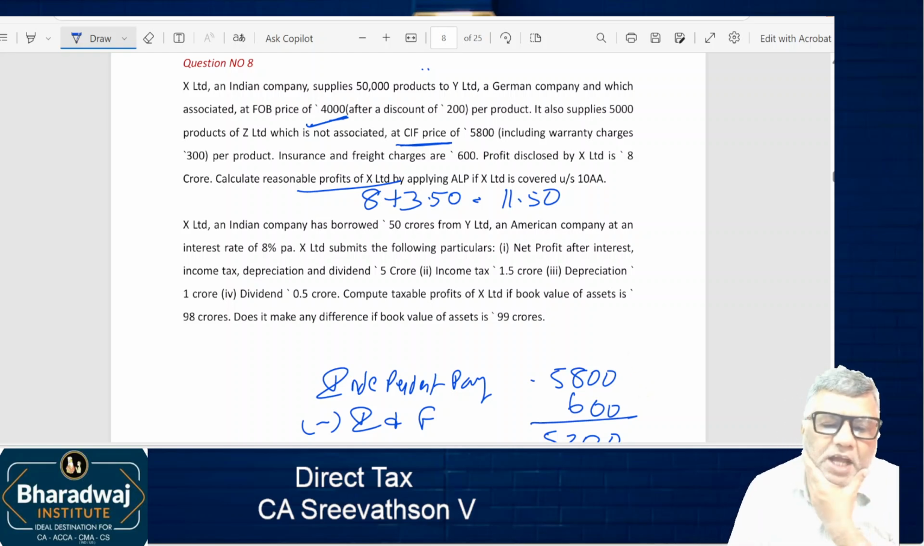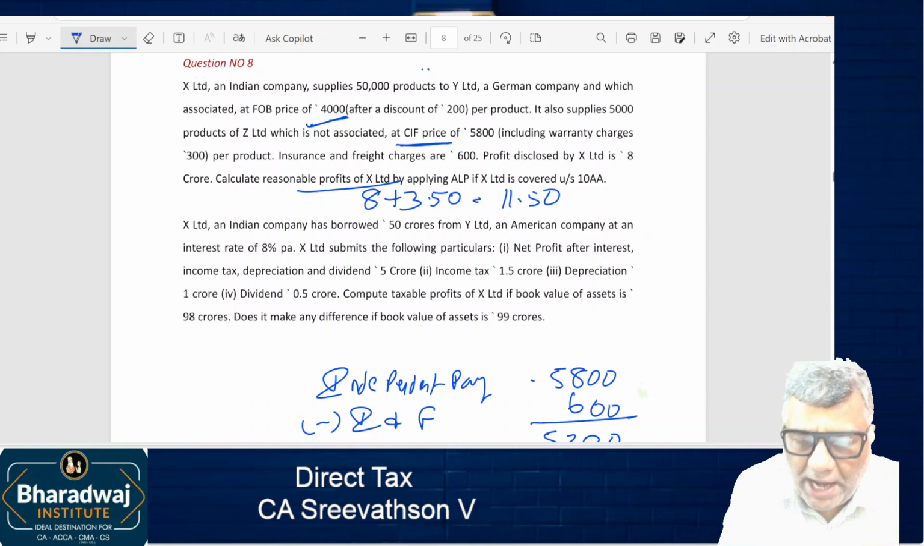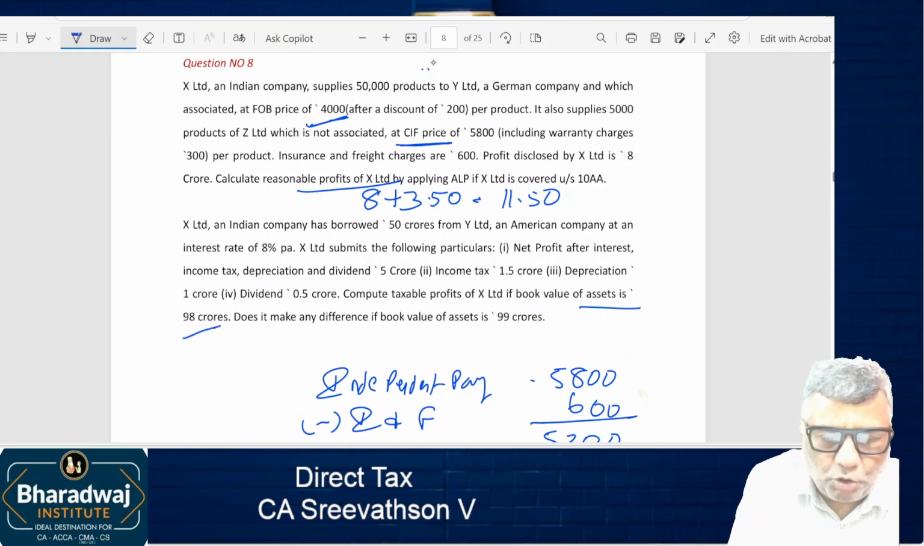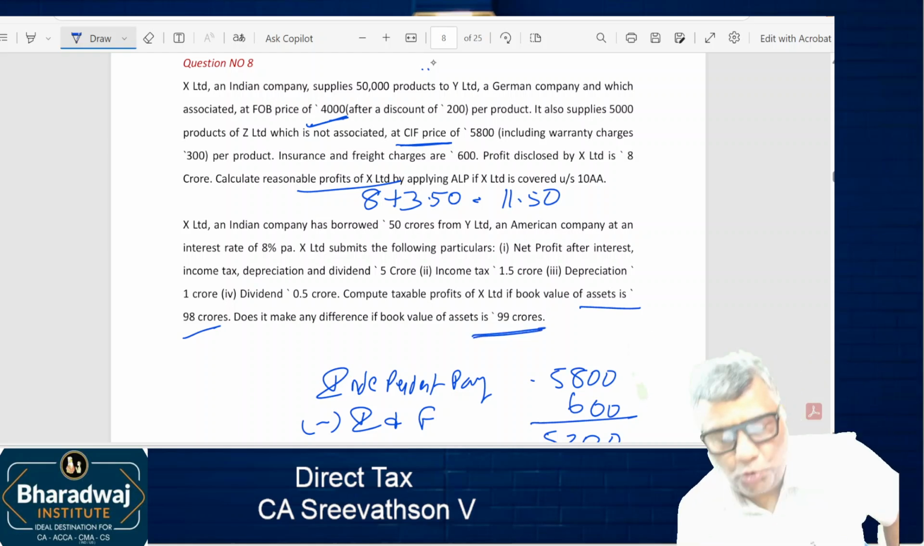X Limited, an Indian company, borrowed 50 crores from Y Limited, an American company, at interest of 8%. X Limited submits the following: net profit after interest, income tax, depreciation and dividend of 5 crores. Income tax 1.5, depreciation, dividend. Compute taxable profit of X Limited. If the book value of assets is 98 crores, does it make any difference if it is 99 crores?